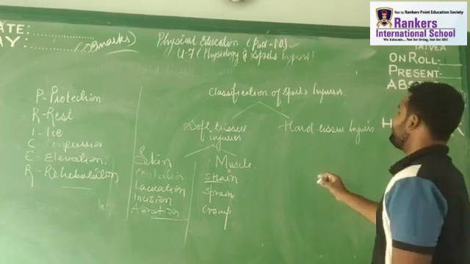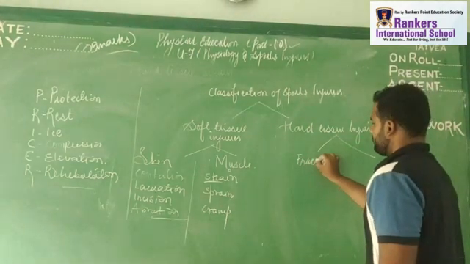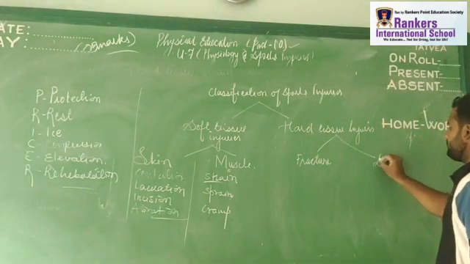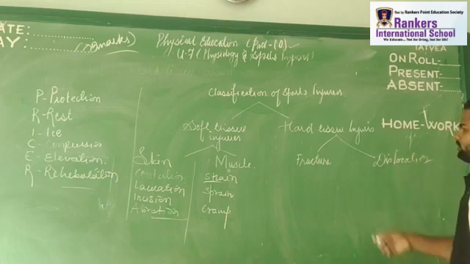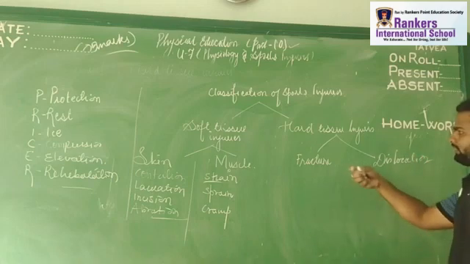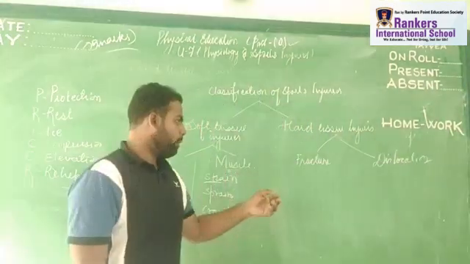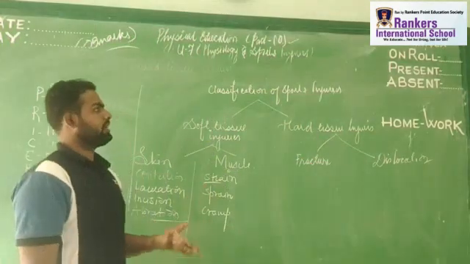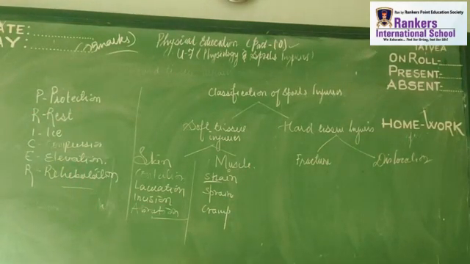If we talk about the hard tissue injury, so hard tissue injury is fracture. It means it's bone related. If we talk about dislocation, right? So in dislocation we need to deal with some other things, like in fracture we have complete fracture, incomplete fracture, or we have open fracture, closed fracture. Dislocation, I have shown you anterior position and various kinds of things. So this is all about the classification of sports injury, the management of the various sports injury.